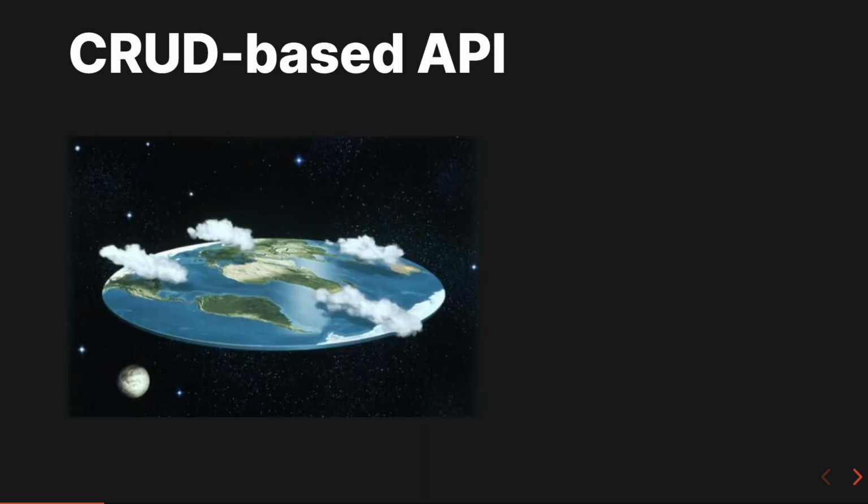Binding your API tightly to ORM entity models often results in a CRUD-based API, where much of the logic is pushed onto the client side. ORM entity models tend to closely mirror the database schema, focusing on data storage and retrieval. When your API is tightly bound to these models, it becomes primarily concerned with CRUD (create, read, update, delete) operations, reflecting the basic database operations.